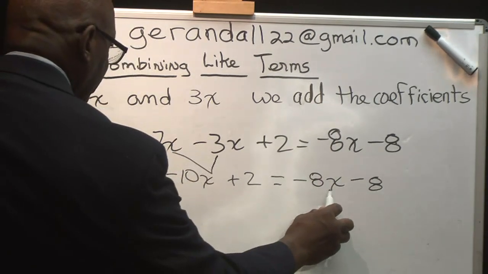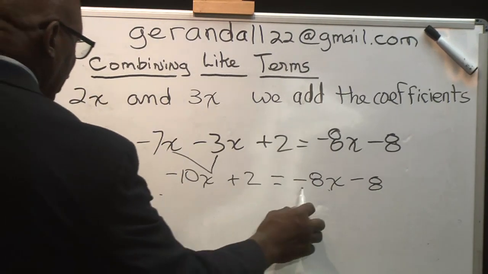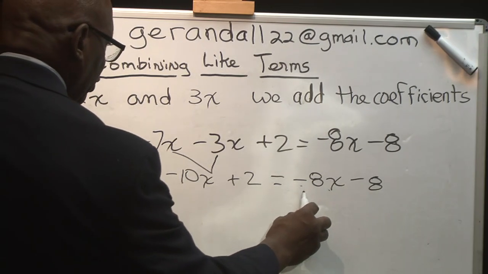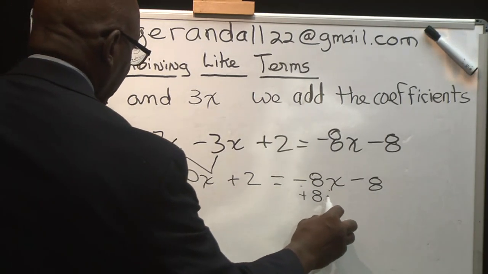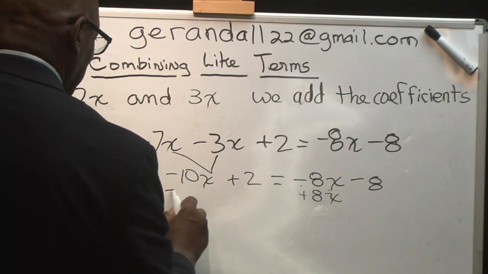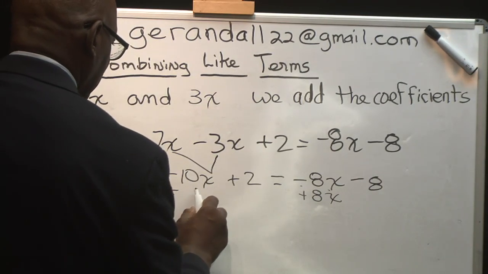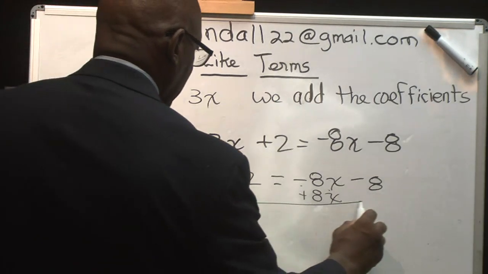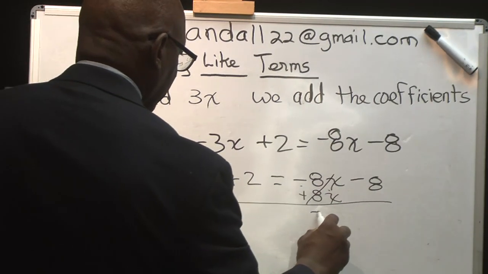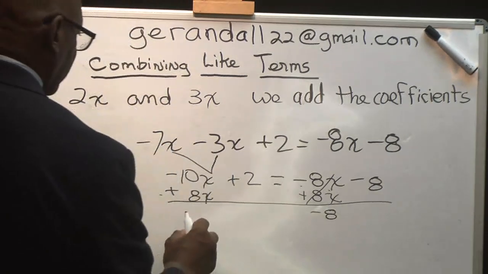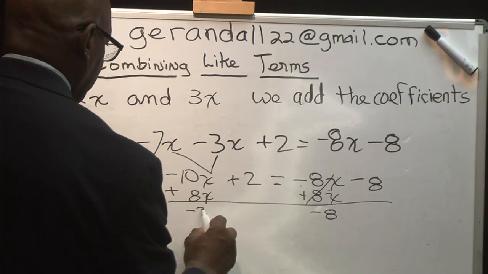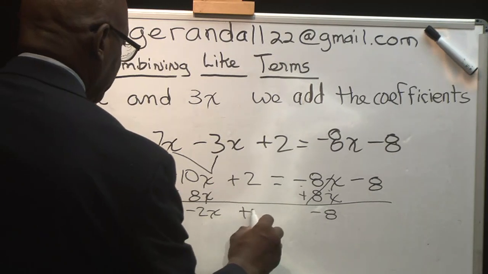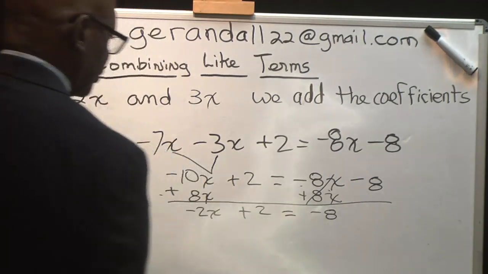Now, we've got to bring this over to here. That says subtraction. We're going to add it. Whatever we do to one side, we must do to the other. Draw a line. This is canceled. We're left with minus 8. Over here, minus 2x plus 2 equals.